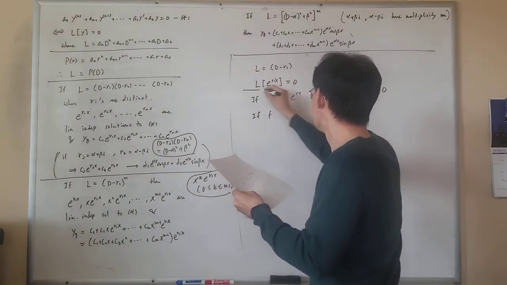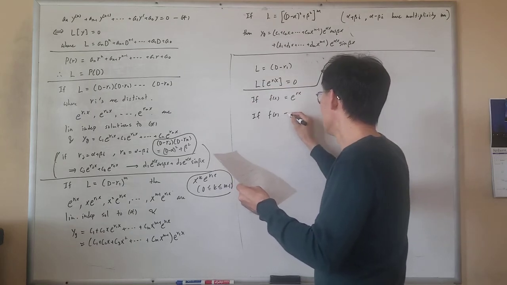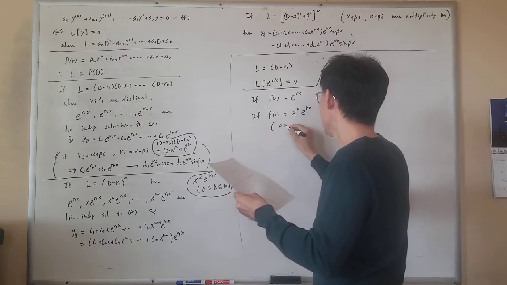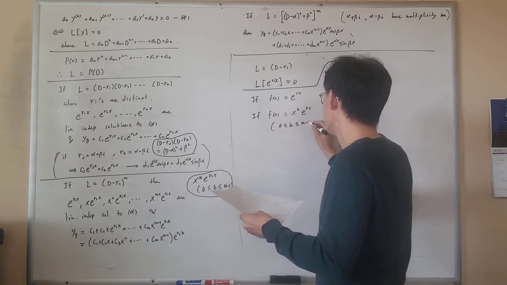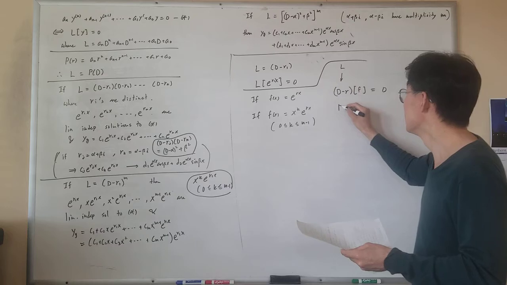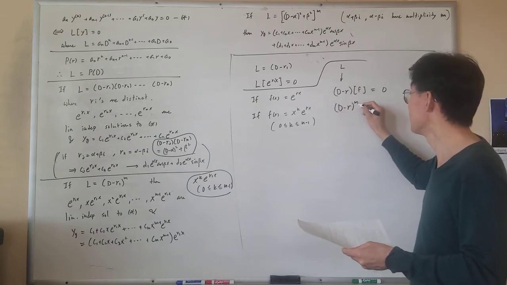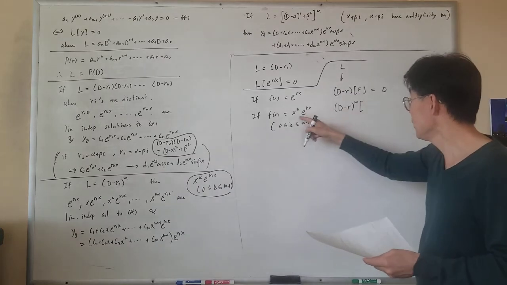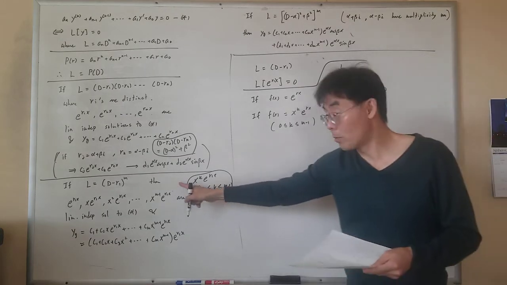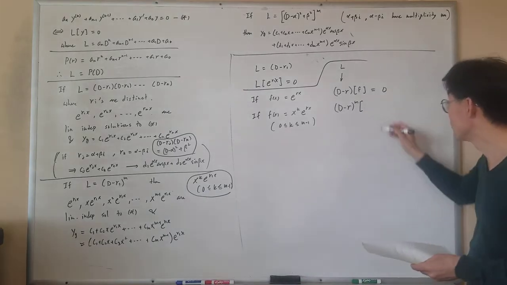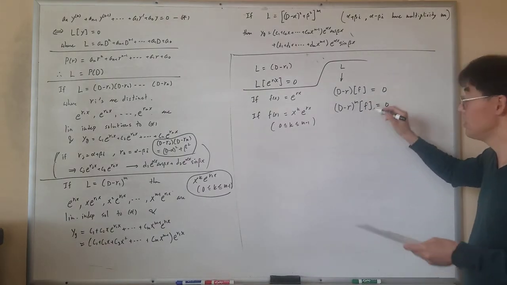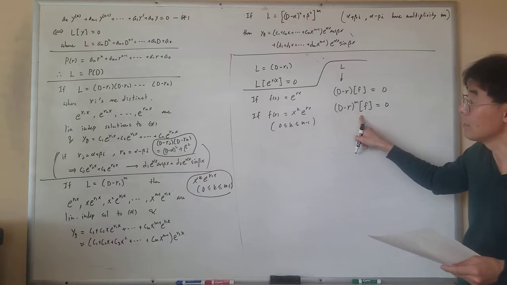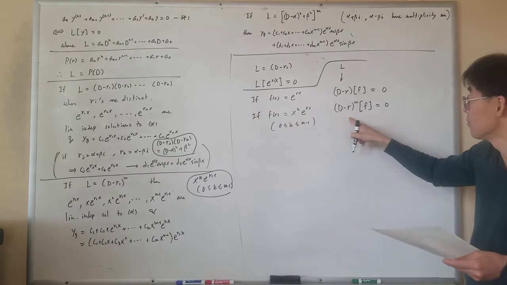That's why if f of x is x to the k e to the rx, where k can be any integer between 0 and m minus 1, then for D minus r to the mth power, instead of r1, I have just r here. That is a solution to this, according to this observation. The result will be 0, meaning this is a solution for that linear differential equation. Okay?